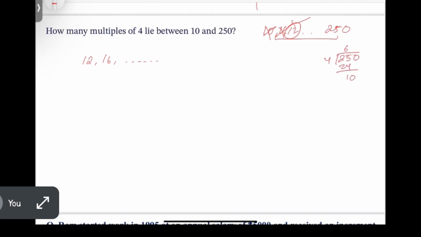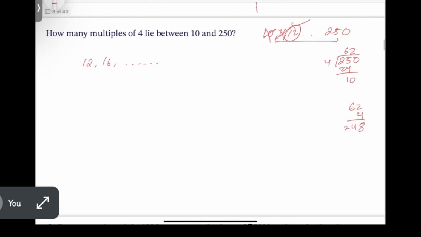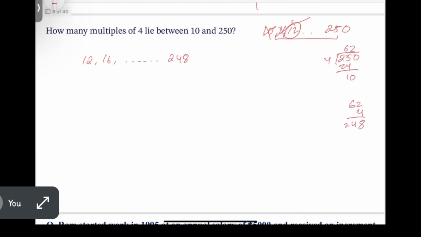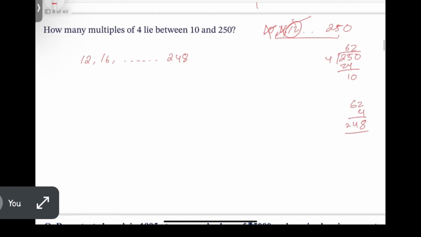10, 4 2s are 8, that means I'll take 62. 62, 4 2s are 8, 4 6 are 24, which means the greatest number here is 248. So we are getting 248 in this case. So now the greatest multiple of 4 between this one and this one, the smallest one is 12 and the greatest one is 248.